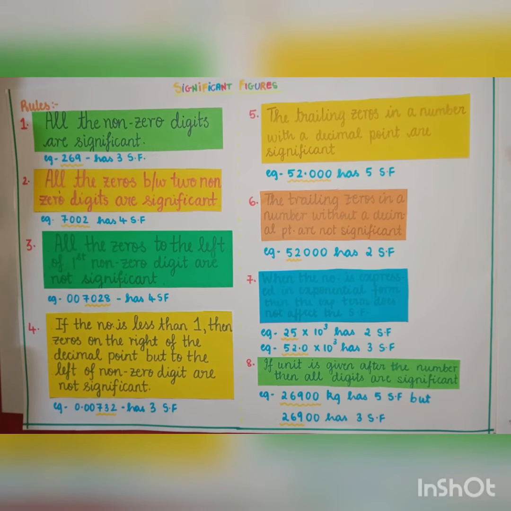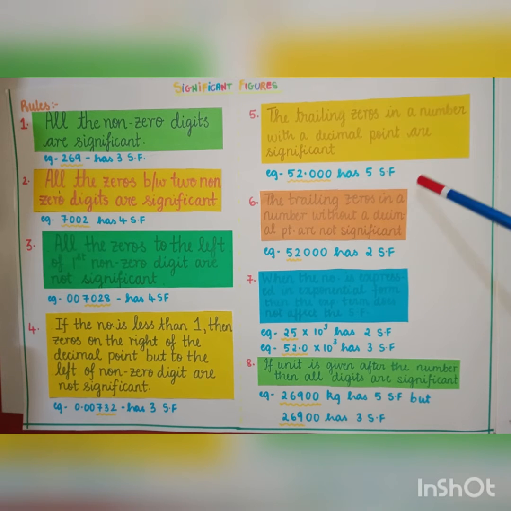So I will now move on to rule number 6. It says that the trailing zeros in a number without a decimal point are not significant. Now let us take an example. A number is 52,000. In such a number, which has no decimal point, the zeros at the end of the number will not be considered significant.